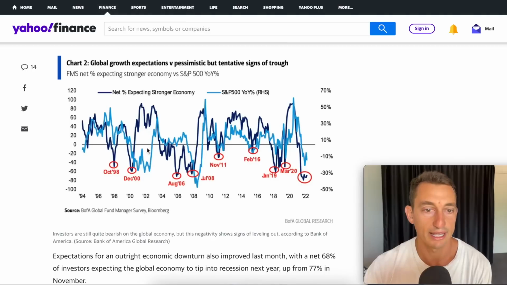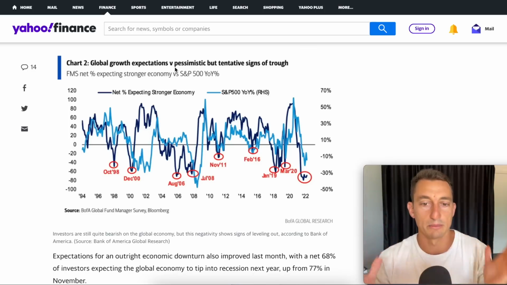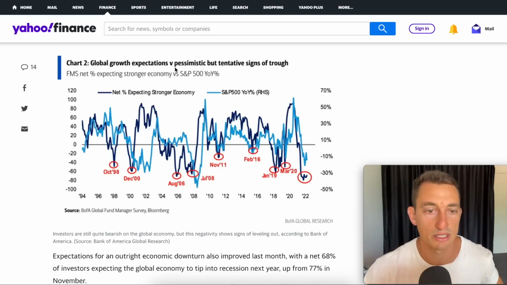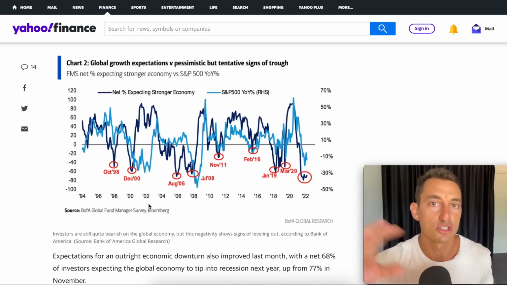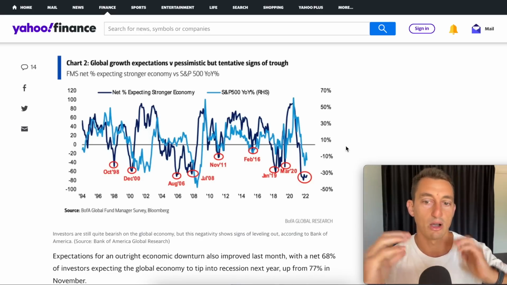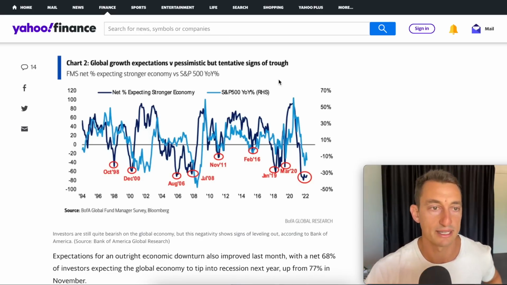What I've been looking at is this particular chart here, looking at global growth expectations. Basically, are we going to see some pump up positivity in the markets versus pessimistic but tentative signs of a trough? Now, this is from the Bank of America Global Fund Manager Survey. I don't like to put so much weighting on these sort of things, but I do want to keep up to date with what the market sentiment is feeling. And often we can see the opposites in what the market sentiment is showing.